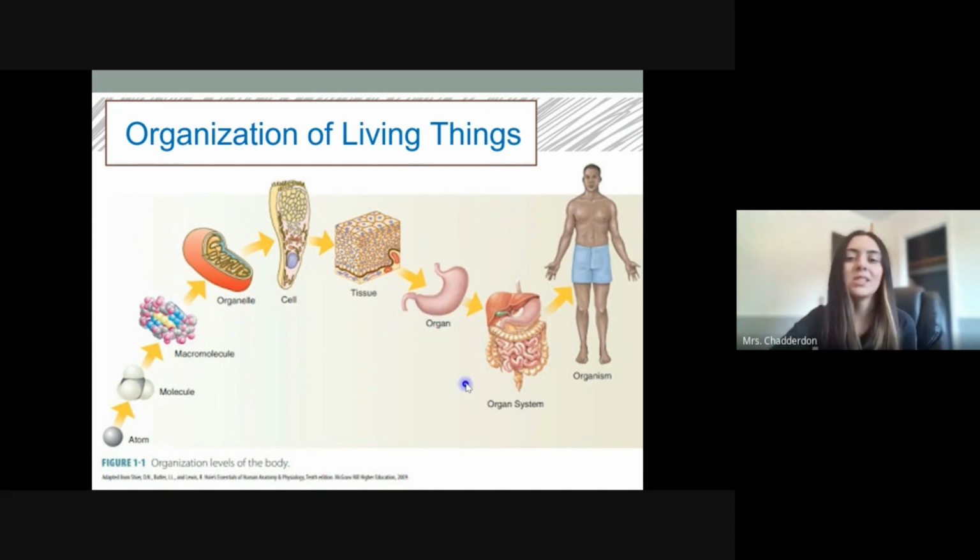Then we have the stomach that works together with organs like the liver and the small and large intestines. They make up the digestive system. Then we have many systems that make up the organism. All of these systems work together to help the organism maintain stable body conditions. And these are things that we will talk about more as we go on.